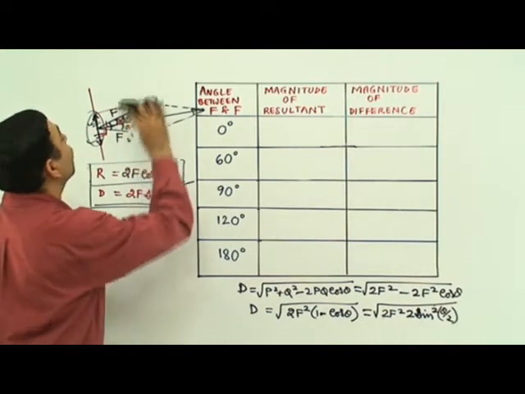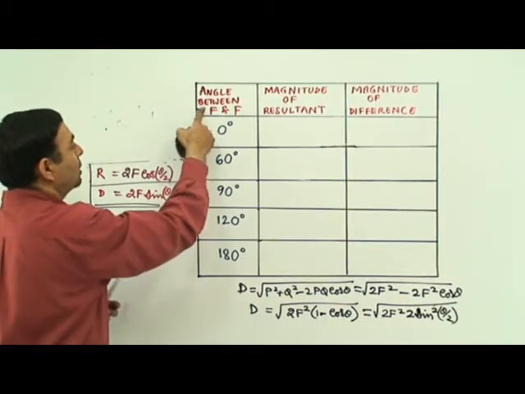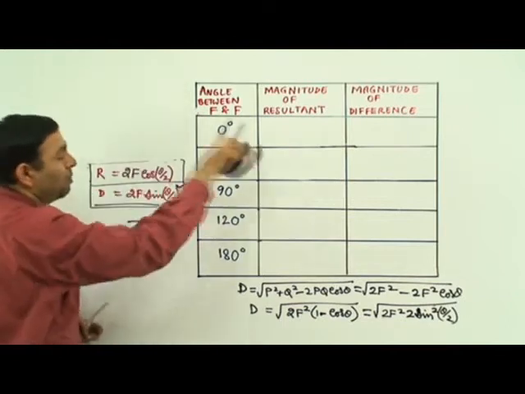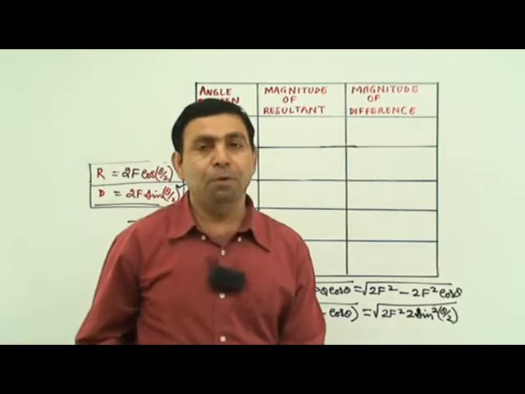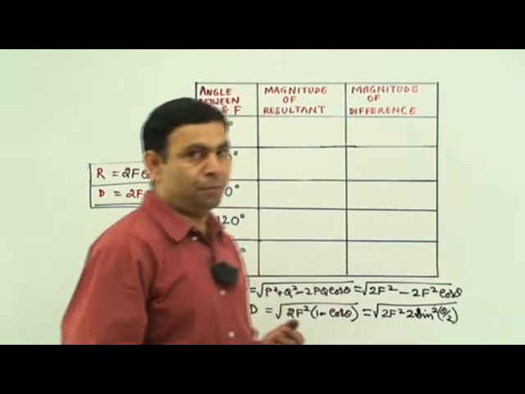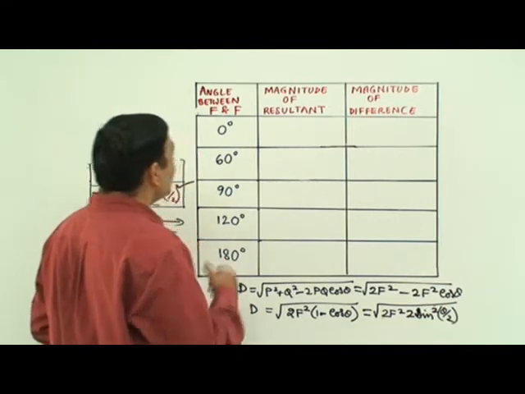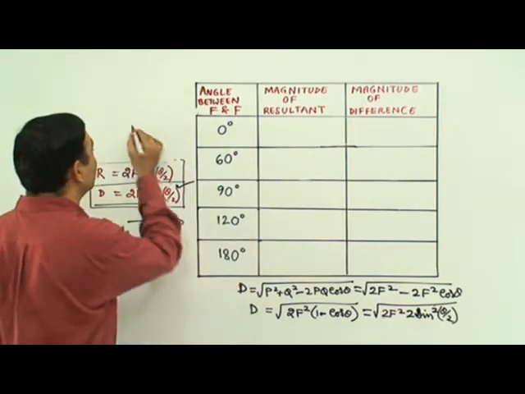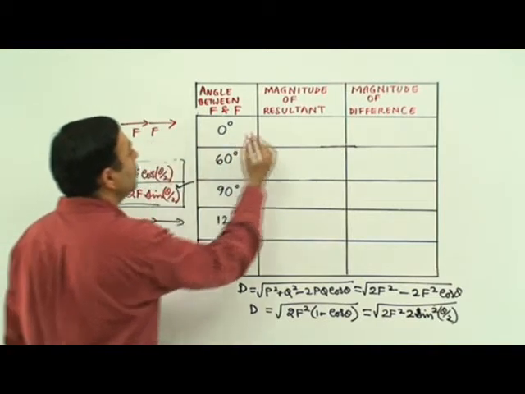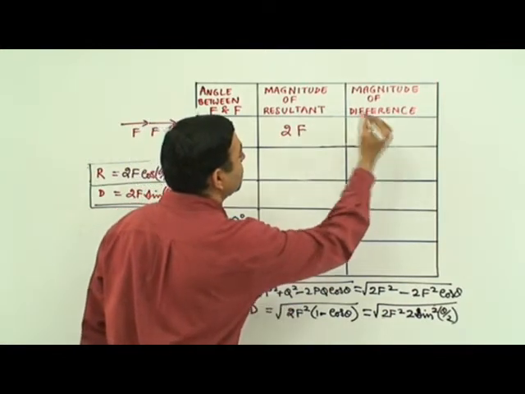You can also go by the component method as I told you, but if you remember these formulae, basically you should not say they are formulae, but the results of this tabular column, maybe they'll help you do the problem faster. If you don't remember also no problem, but if you can remember it, well and good. Now let us see. When f and f are at an angle 0 degree with each other, that's quite simple. Definitely resultant is going to be 2f and difference has to be 0.